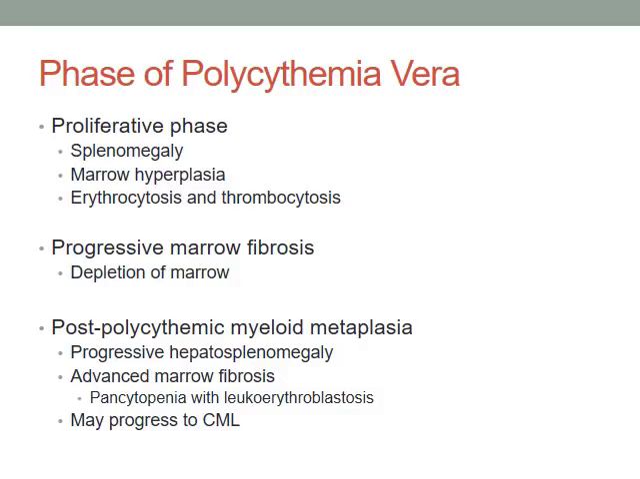In the late stages of PV, this is known as post-polycythemic myeloid metaplasia, and this is a progressive syndrome. You see progressive hepatosplenomegaly, very, very advanced marrow fibrosis, and you end up seeing a pancytopenia because the marrow is so depleted that it can't produce any cells, even into the peripheral blood.